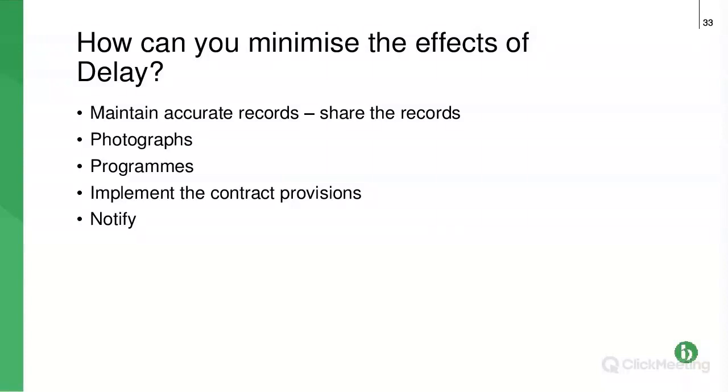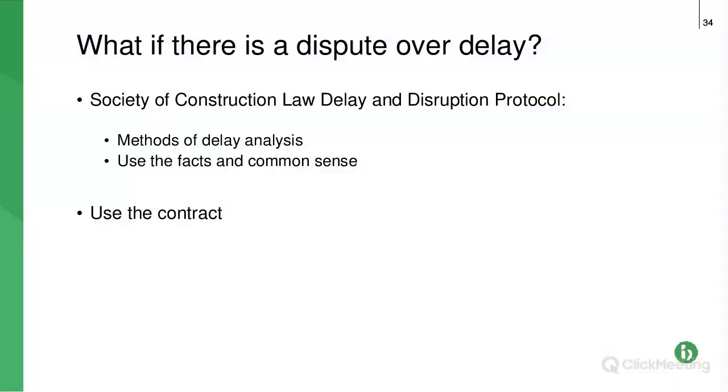So, if there are delays that you're going to be claiming, don't be shy. Show them to the employer. Photographs are brilliant. They need to be dated, obviously. Programs, this is why programs are so important, because they show what was going on, on a particular day, providing they've been kept up to date. Minutes of meetings, all these documents are really, really important for us if we have a dispute over delay.